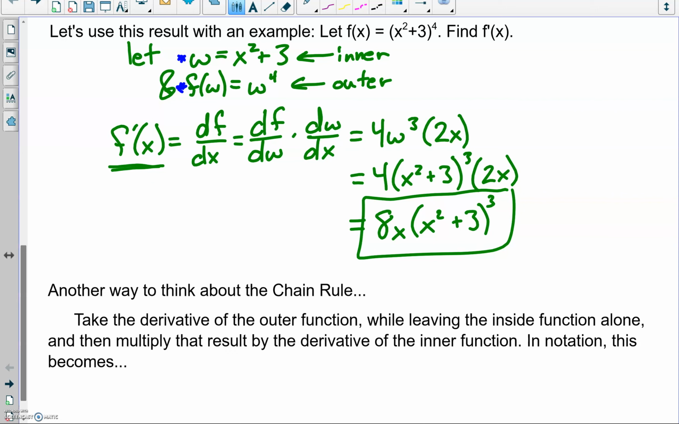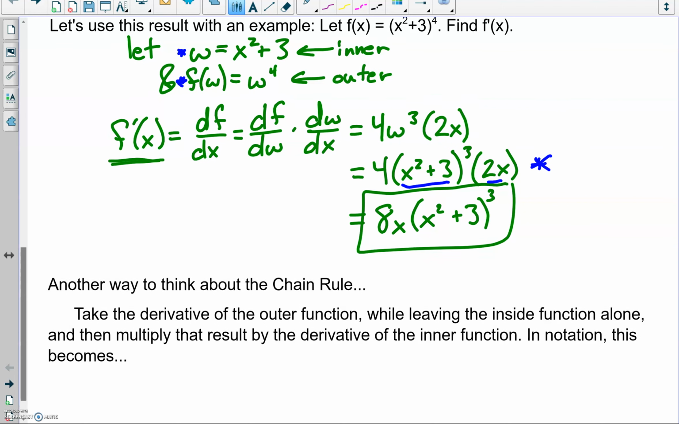If we look at this result right here before I simplified, you really just took the derivative of the outer stuff, leaving that inside, x squared plus 3, alone, and then you multiplied it by the derivative of the inside. And that is another way to think of the chain rule. You take the derivative of the outer function while leaving the inside function alone, and then multiply that result by the derivative of the inner function.